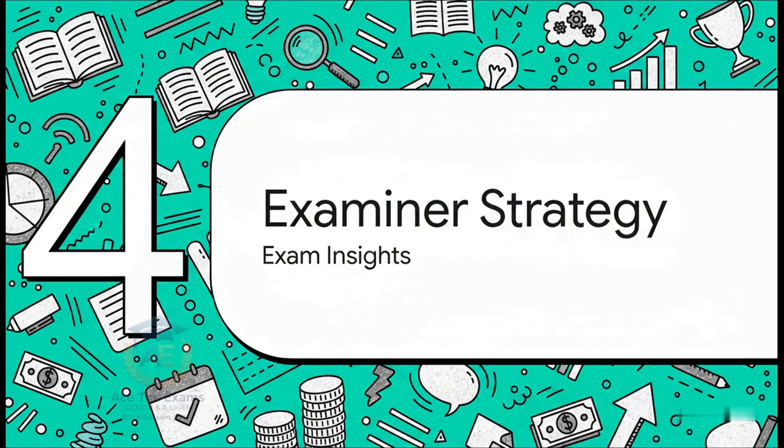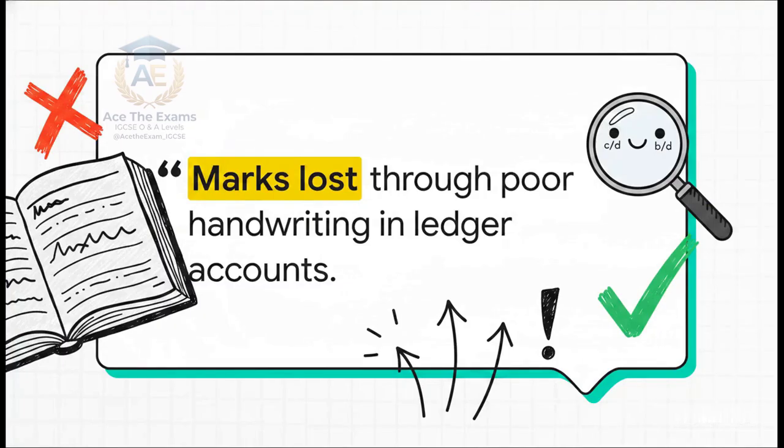Finally, we've reached Section 4, Examiner Insights and Strategy. Let's talk about how to actually win the game. So, I need to deliver a very stark, serious warning, pulled directly from the recent Principal Examiner reports. Quote, "Marks lost through poor handwriting in ledger accounts." I know, it sounds so basic, but it's tragically common and, best of all, completely avoidable. Please do not lose easy marks simply because the examiner physically cannot read your brought down or carry down figures. Write clearly and always double-check your legibility.